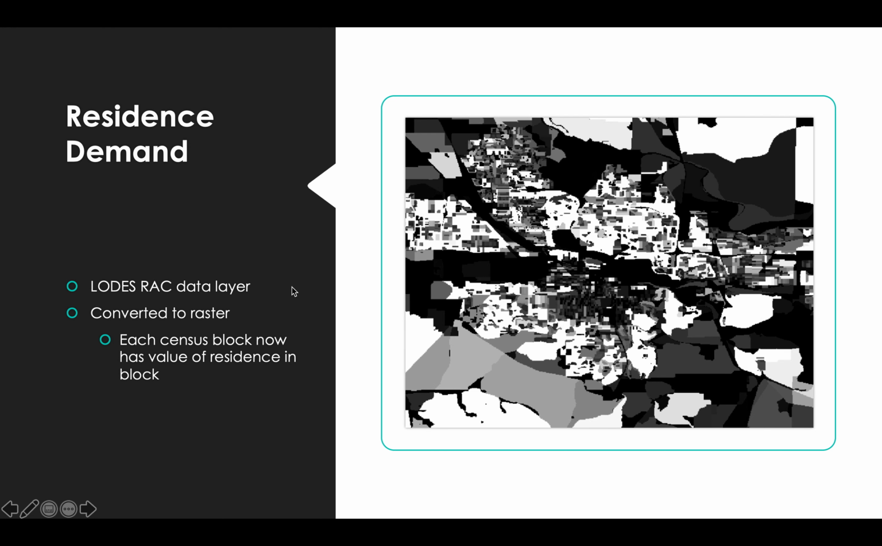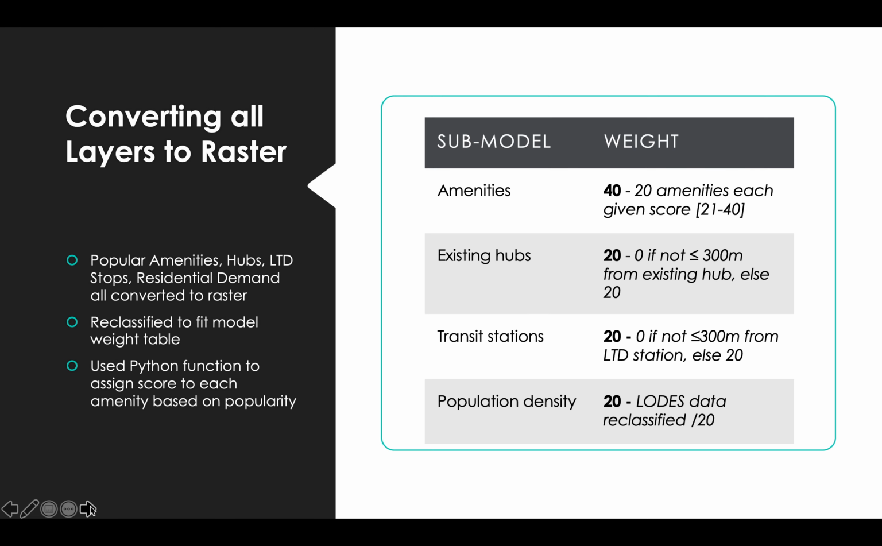For the next part of my analysis, I found residence demand, so I used the LODES RAC data layer and I converted it to raster using polygon to raster, and each census block now got a value of residence in the block, and you can see the layer that was produced in this screenshot over here.